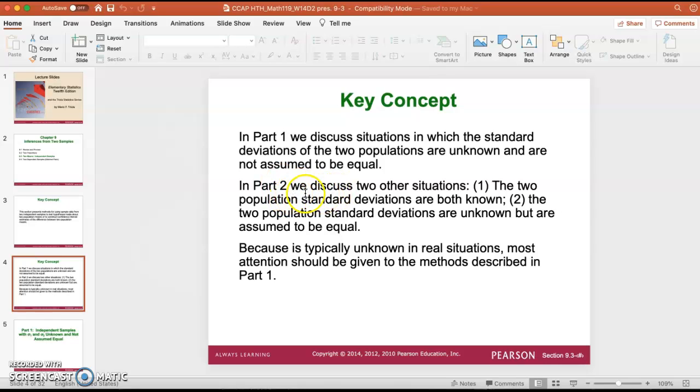So in part two, we'll discuss two other situations. In the first, the two population standard deviations are both known, which again is usually not realistic, but it could happen in rare cases, so that's why the methods are presented. And the other unlikely but possible way is the two population standard deviations are unknown, but are assumed to be equal. Between those two scenarios, the second one is a little more likely. And so again, we'll just focus mainly on the stuff in part one.